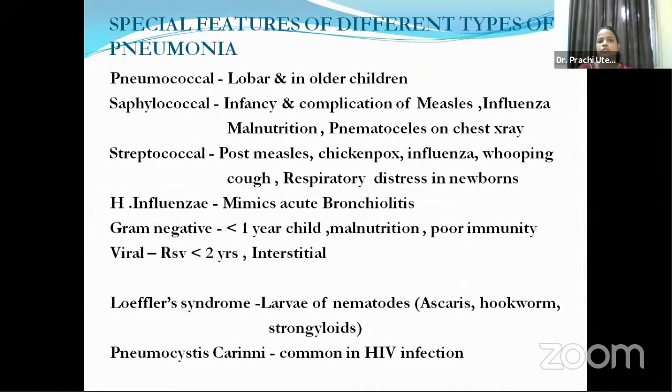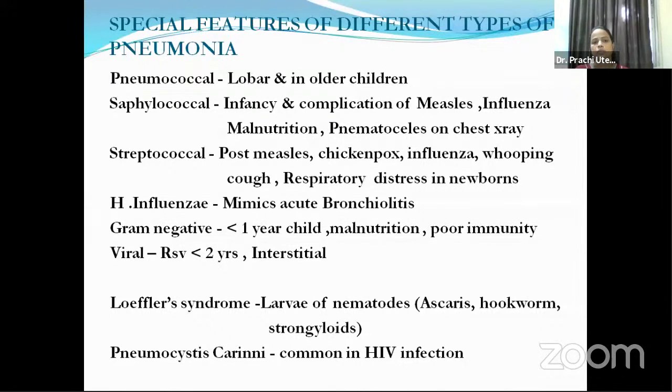Some special features of different types of pneumonias we need to understand. Pneumococcal pneumonia has a lobar inflammation and is seen in older children as a whole. Staphylococcal is seen in infancy and usually after measles. It is one of the complications of measles, so it is termed measles pneumonia. Influenza or malnutrition is another cause. And pneumatoceles are seen on the chest X-ray. That means the cystic cavity you can make out on the X-ray film.